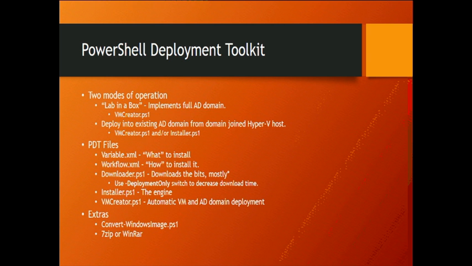There's a number of files that are part of the toolkit that you need to be aware of. The first one is the variable XML file that we talked about earlier. That's really where you define what you're going to install. That's components, roles, SQL servers, and virtual machines that you might have as part of that deployment. The workflow XML is really how to install it.